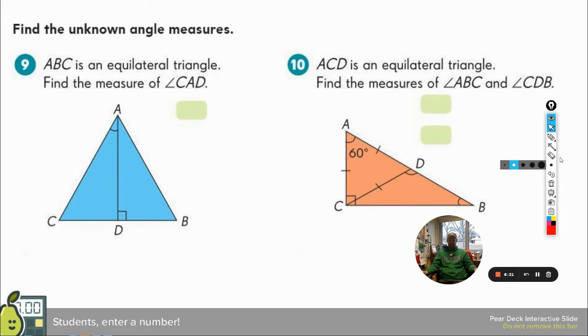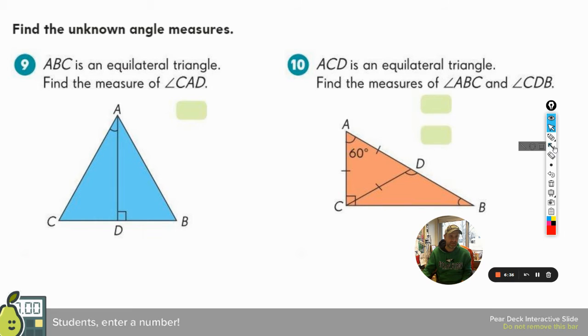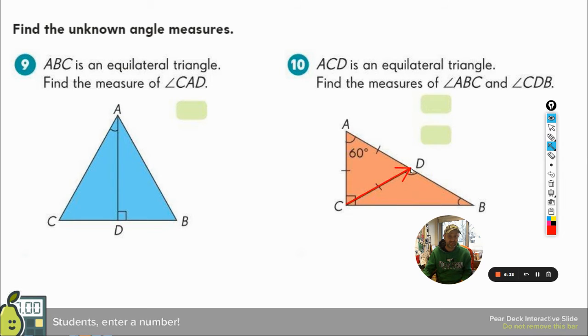All right. Are you done? So we're being told ABC is an equilateral triangle. Find the measure of CAD. And then on the other one, ACD is an equilateral triangle. So not the whole triangle. It's saying this one right here is equilateral.